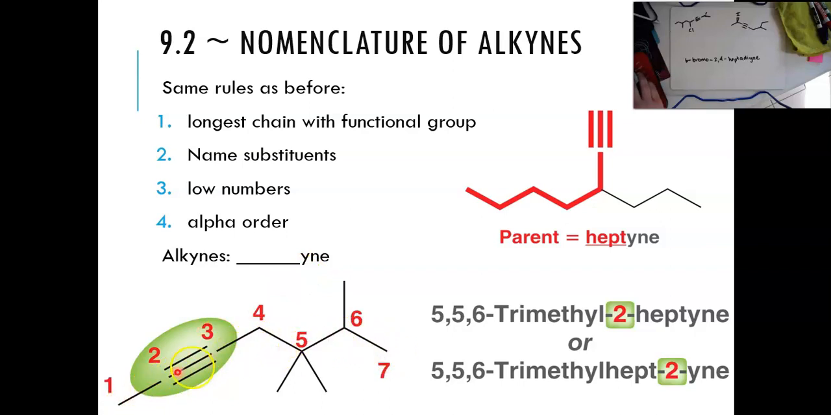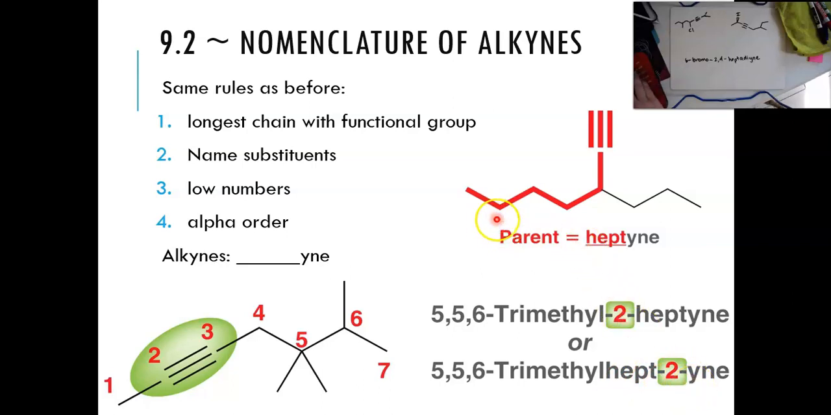So our longest chain with that triple bond is a 7-carbon chain, and we number it starting on the left over here so that our triple bond is at carbon number 2. Even though all of these other substituents are over here, we want to give that triple bond our lowest number. So we would call this 5,5,6-trimethyl because of all those methyl substituents, 2-heptyne, or we can put the 2 in the middle and call it hept-2-yne. So very similar to our alkene naming.